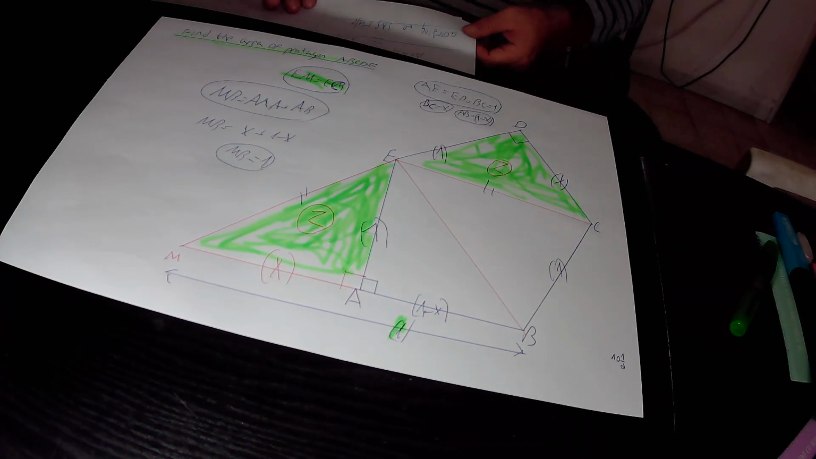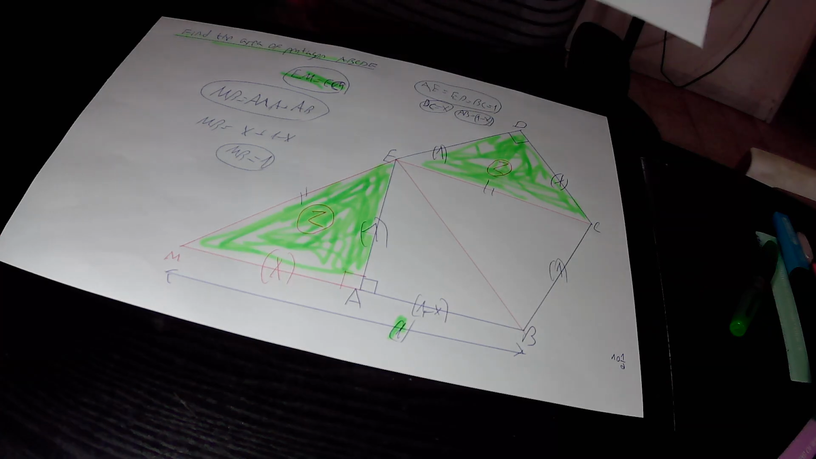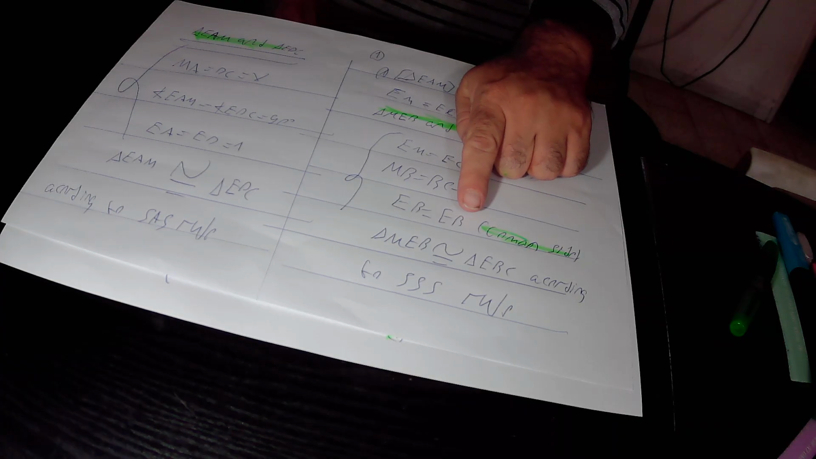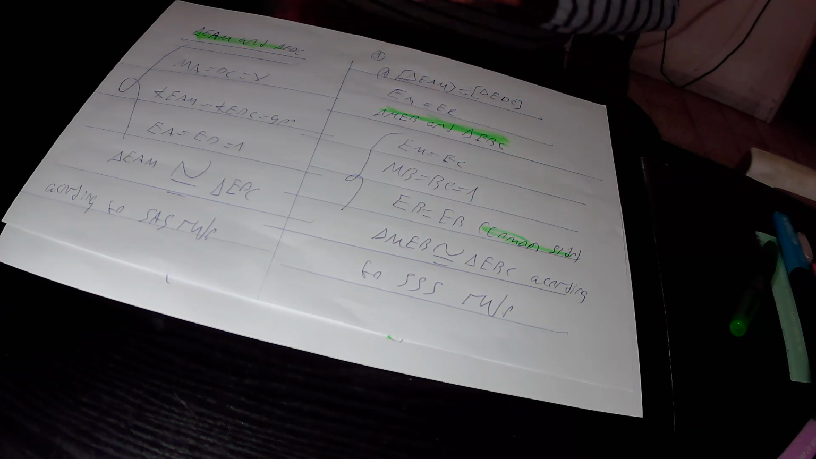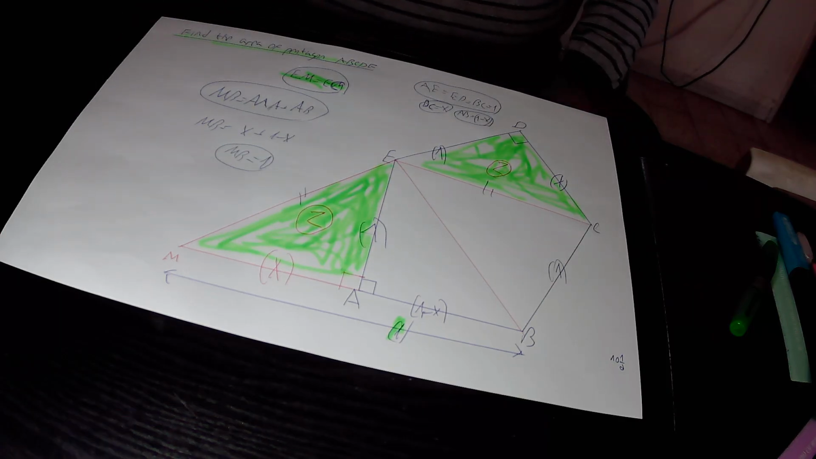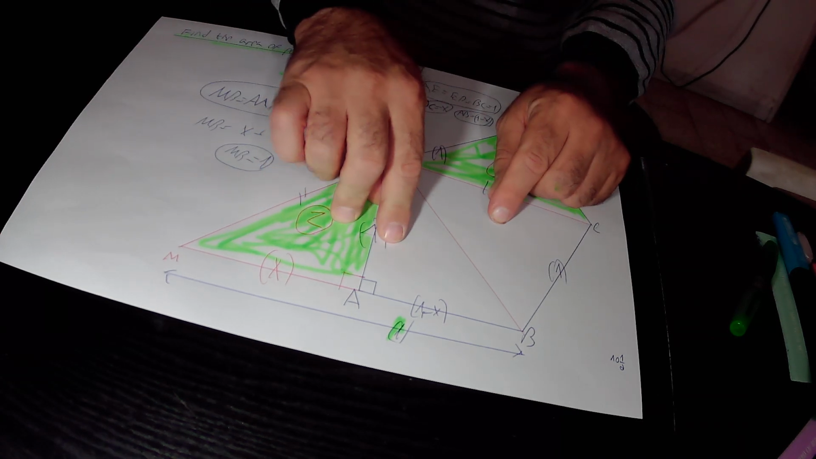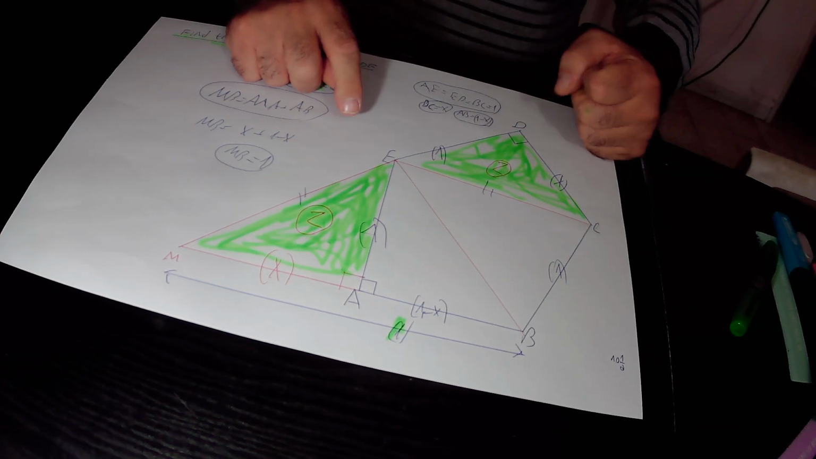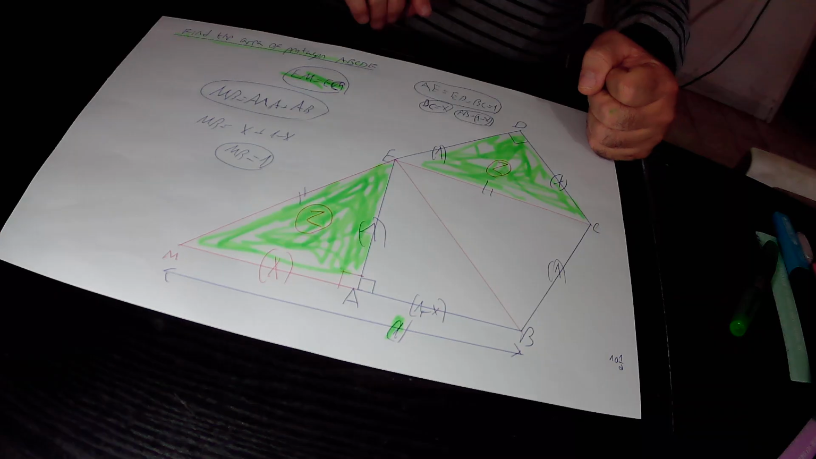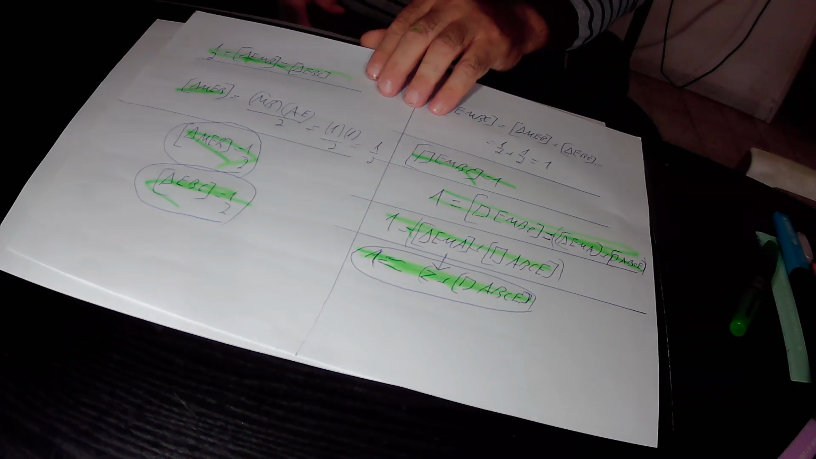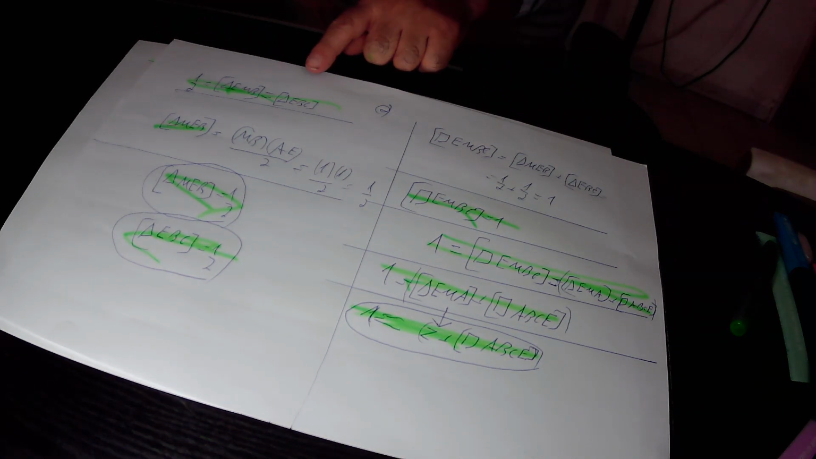Again, the right triangle EMB is congruent to the right triangle EBC according to the side-side-side rule. And from the fact that those two triangles are congruent, we derive that they also have the same areas. That is to say, the area of triangle EMB is equal to the area of triangle EBC, because they are congruent.